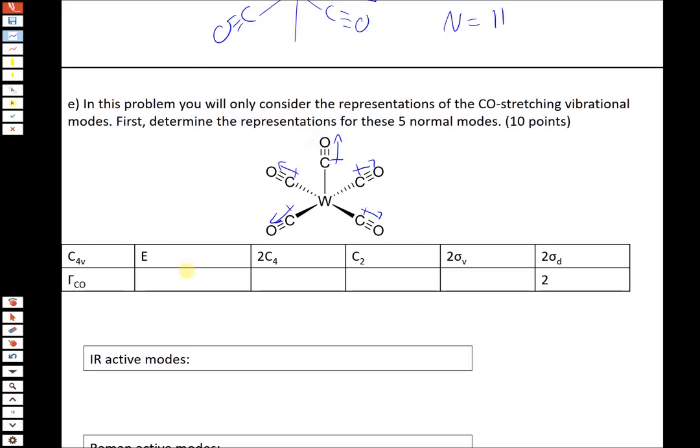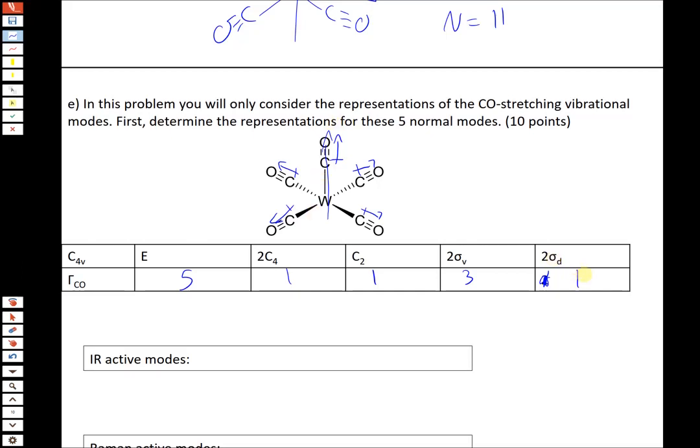So there's five of them, so identity is going to be 5. Again, C4 goes through the apical one, so one of those is going to not move under that. Same for C2, which shares that same axis. Sigma V contains 3 of them, so we have a character of 3 there, and I messed up here, there should not be a 2 there. Sigma D contains 1 of them, so there should be a 1 there.